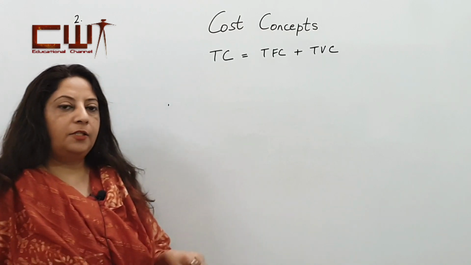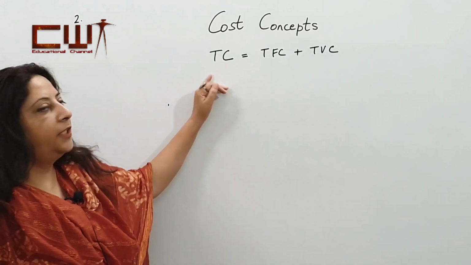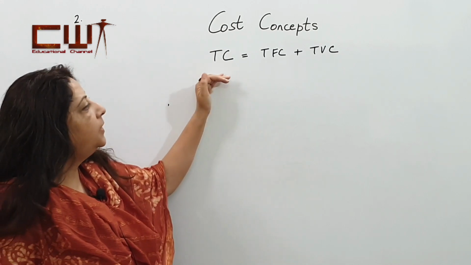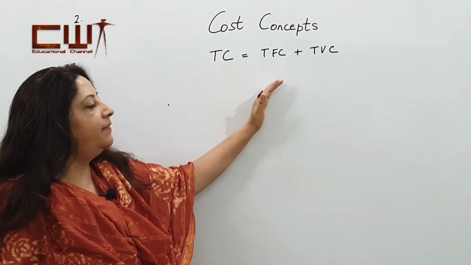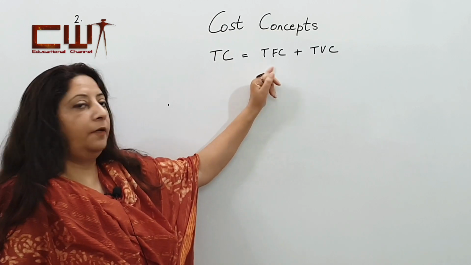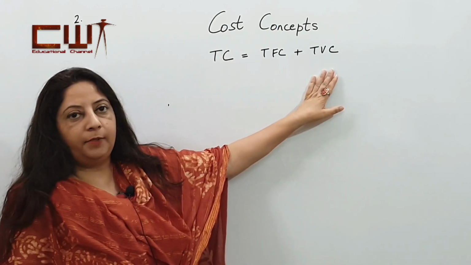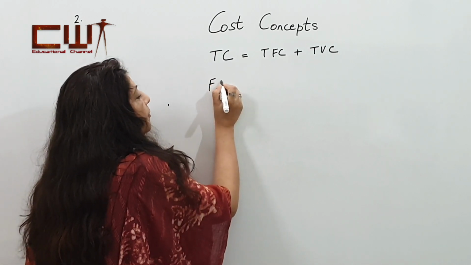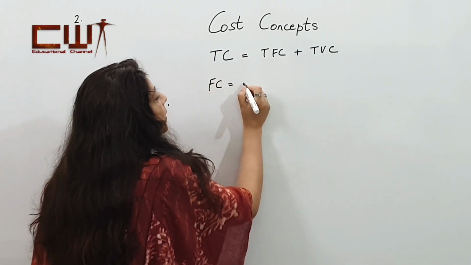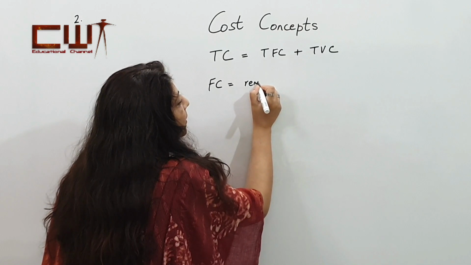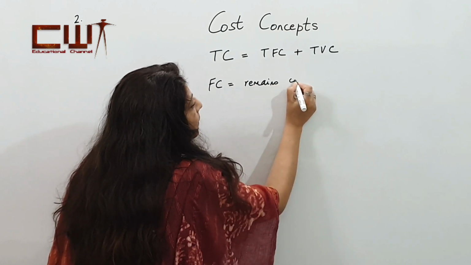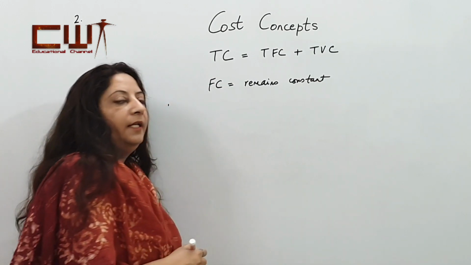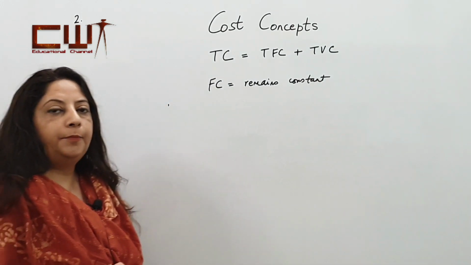Now, this cost of production can also be termed as the total cost of producing certain items. So this total cost can be subdivided into total fixed cost and total variable cost. Now, if we have to understand the concept of fixed cost, it remains constant irrespective of the level of output that the person is producing.